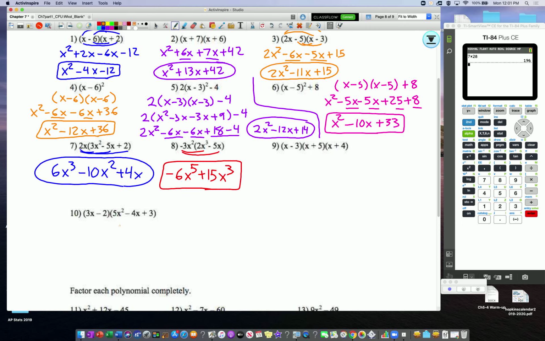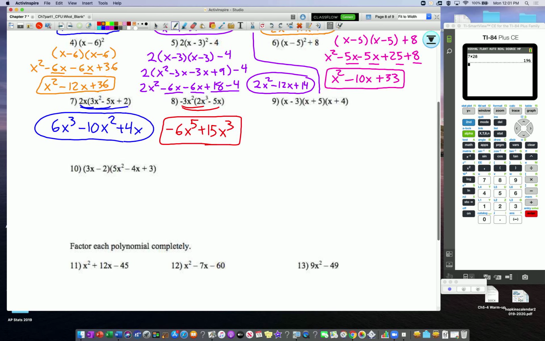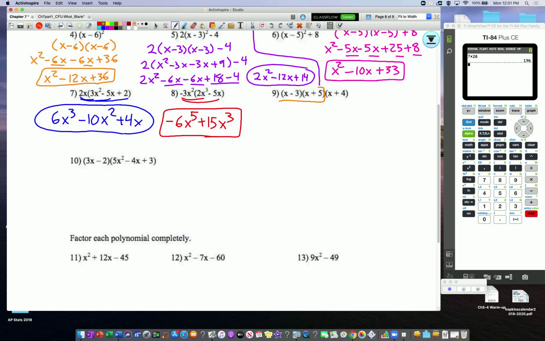Number 9. Love number 9. This is the one where it's kind of the combination of foiling and box. So let's do FOIL on the first two. So when I do, I get x squared plus 5x minus 3x minus 15. Combine my like terms, and I have x squared plus 2x minus 15.